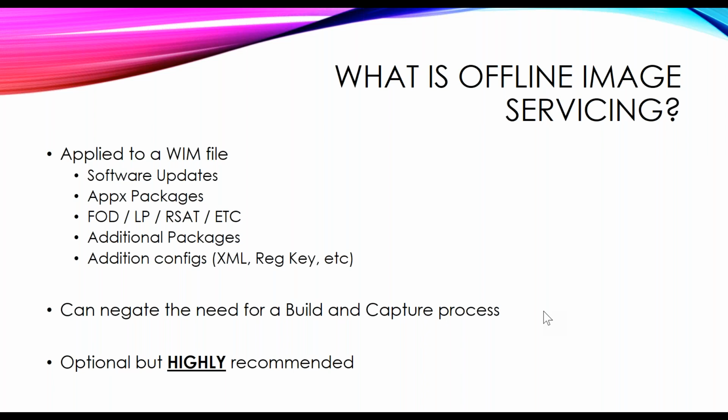The things that we can do, one of the most common ones is to apply software updates. We can remove Appx packages if you want to. There's features on demand, language packs, RSAT, the Remote Server Administration Toolkit, which is now a feature on demand, can be applied to your WIM file. You can do some additional miscellaneous things, like apply an Autopilot for existing devices JSON file to an image. You can apply various XML files, such as a default application. You can modify reg keys. There's lots that you can do to that Windows image when it's offline.